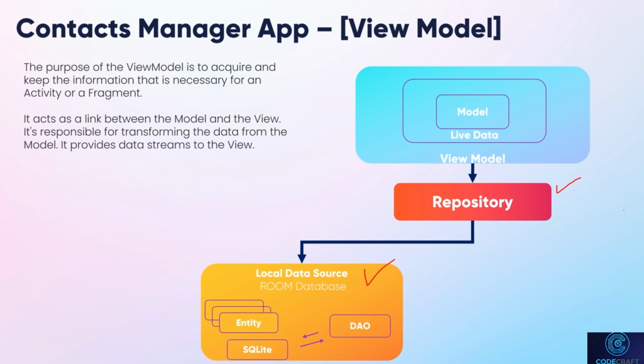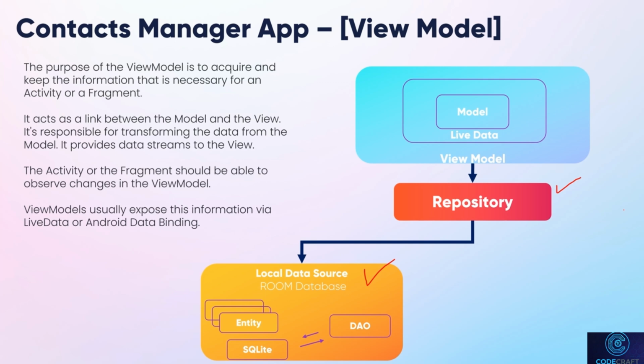It's responsible for transforming the data from the model. It provides data streams to the view. The activity or the fragment should be able to observe changes in the view model. View models usually expose this information via LiveData or Android data binding. Let's jump into Android Studio and create our view model.